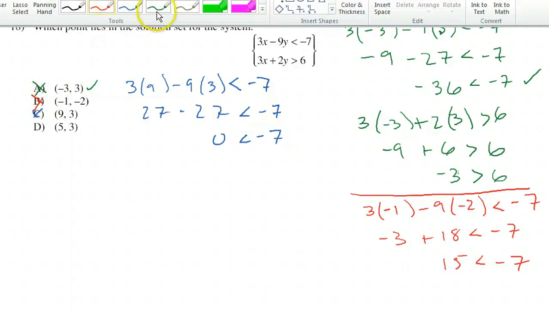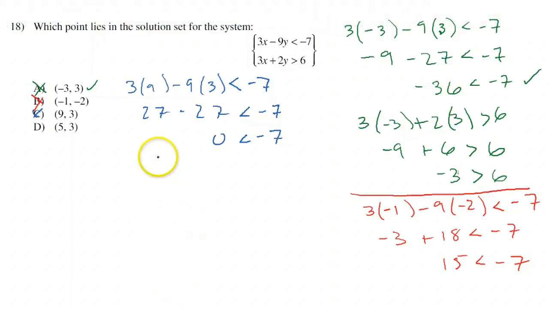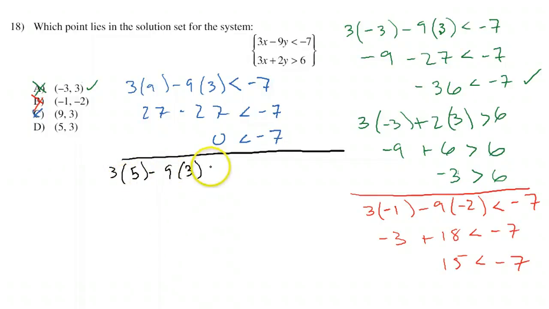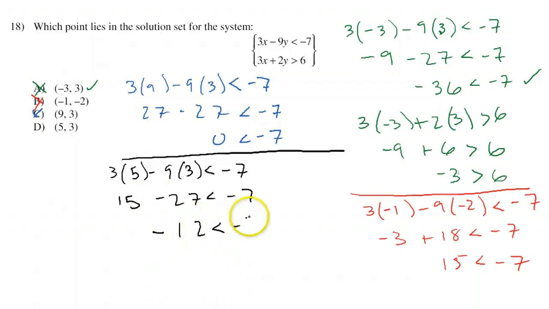You can probably do that by elimination, but I'm going to actually work it out just so we can double check it. Especially in a test situation, if you have the time, might as well. Don't just rely on elimination alone. So for 5, 3, I'm going to get 3 times 5 minus 9 times 3 is less than negative 7. So that's 15 minus 27, which, if they're opposite signs I can subtract, so I get 12, and keep the sign of the bigger number, negative 12, which is less than negative 7.